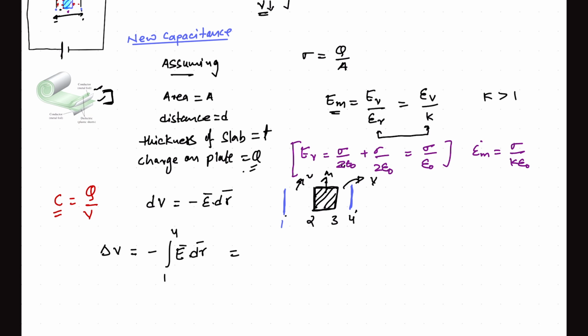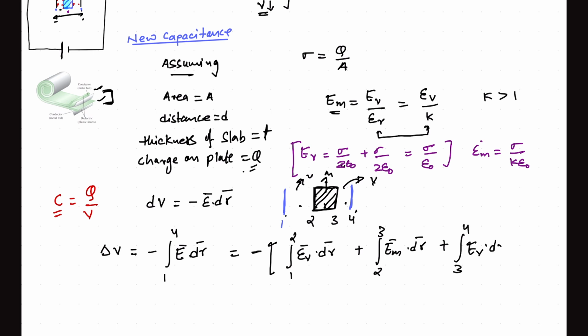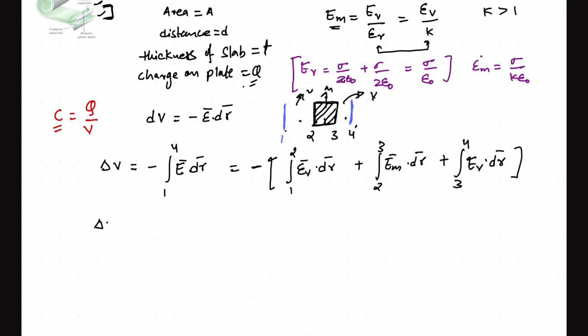Now, because I have different functions of the electric field for the space 1 to 2, 2 to 3 and 3 to 4, I will break this total integration into three parts. So negative, and then we have the integration from 1 to 2 of E vacuum dot dr vector, plus the integration 2 to 3 of E medium dot dr vector, and then the integration 3 to 4 of E vacuum, again that is vacuum, multiplied by dr vector. So our total potential difference will be minus bracket. Here E vacuum is sigma divided by epsilon naught. We know this, right? So this is sigma divided by epsilon naught, and this is also sigma divided by epsilon naught.